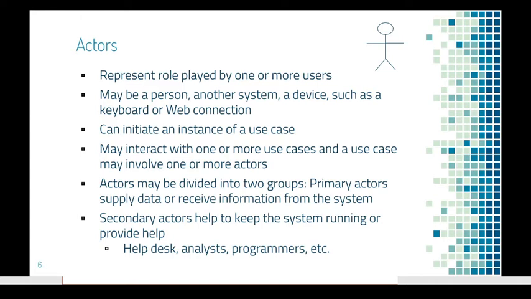This particular actor is the one that initiates an instance of a use case. And an actor is the one that interacts with a use case, which is not only one but more, meaning an actor can interact with two or more use cases, or even only one use case. So actors can be divided into two groups. These are the primary actors, which supply data or receive information from the system. That's why they are called the primary actors. We have also secondary actors, which help keep the system running or provide help in doing such a use case. So that's why they are called the secondary actors.